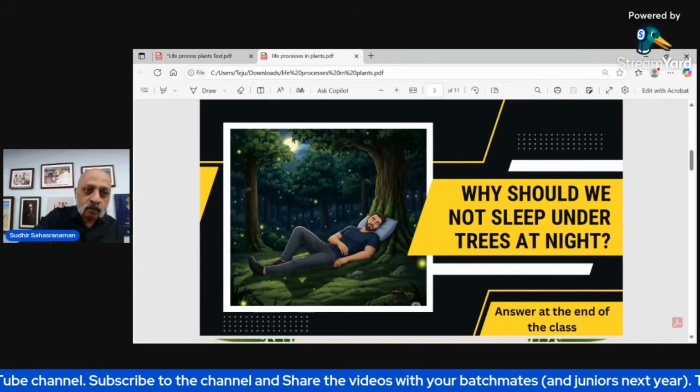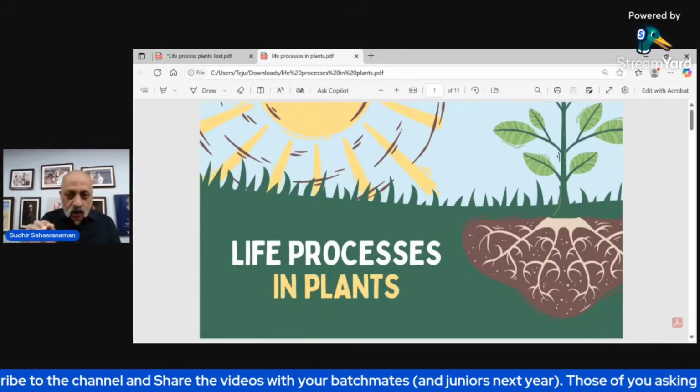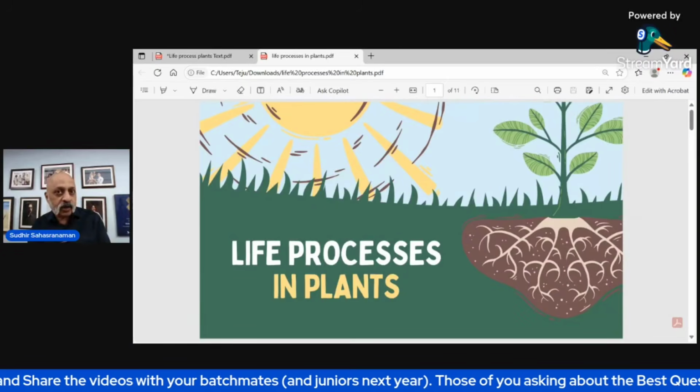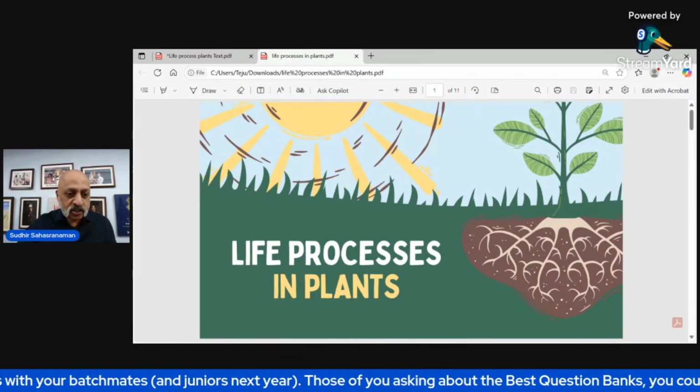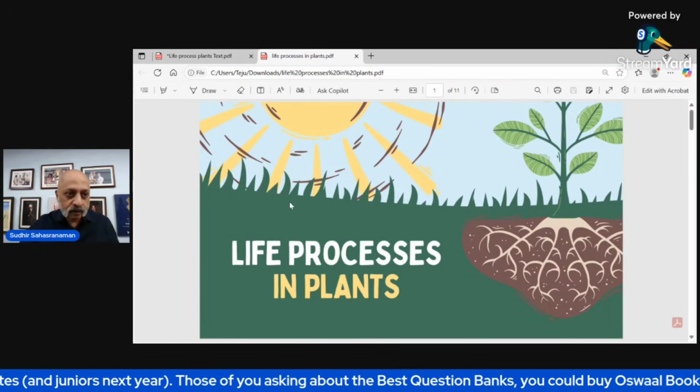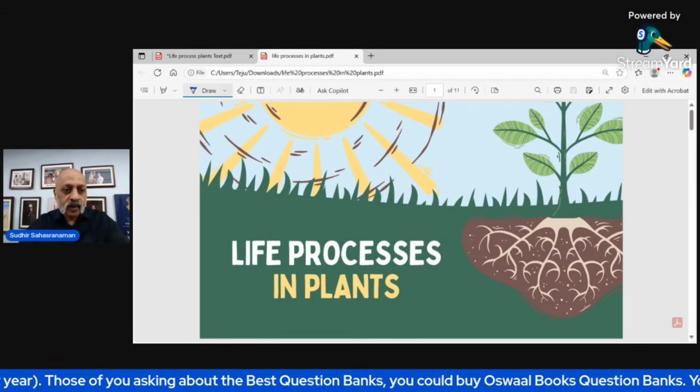What I want to show you is the first graph. Now you see certain elements in this particular illustration. One, this is the soil. This entire thing is the soil.